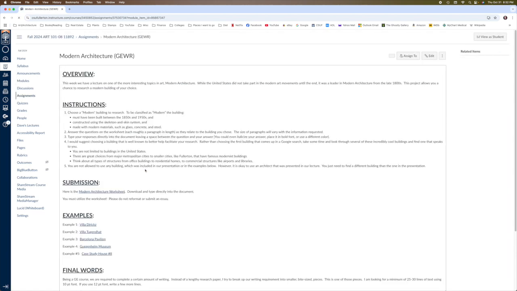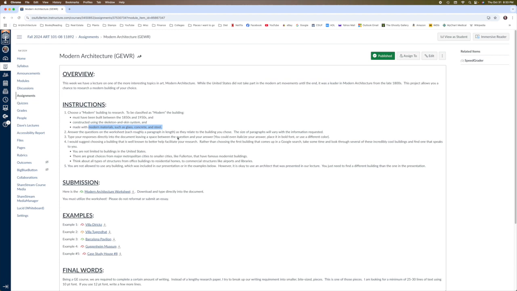But for modern architecture, what I'm going to have you do is a little bit more intensive research on one particular building that you would like to write about. It's up to you. You cannot use anything from the lecture nor anything from the study guides or examples, things like that. But keep in mind, for a building to be modern, it has to be created between these 2 years, 1850s and 1950s, constructed using the skeleton and skin system, which we'll talk about in the lecture. It must also be made with modern materials: glass, concrete, steel.